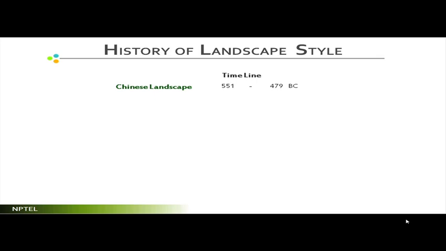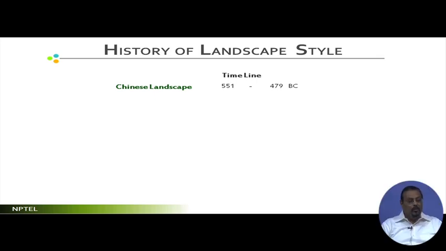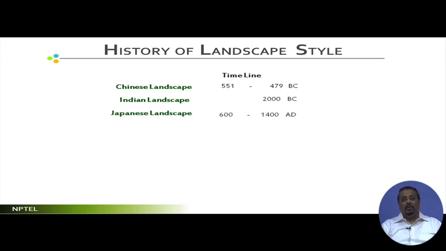timeline, then you would find first Chinese landscapes, which range from 551 to 479 BC, then Indian landscape, which dates back to 2000 BC, and then Japanese landscape 600 to 1400 AD, then Spanish landscape 705 to 1500 AD, and Mughal landscape 1600 to 1800 AD. So far we have discussed these.